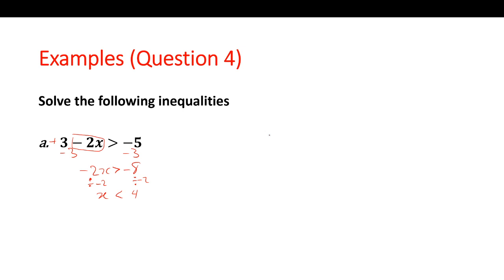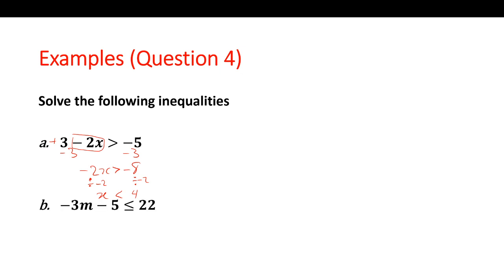Okay, so let's try a number and see if it works. We know that 0 is less than 4, so if we put 0 back into our original equation, 3 minus 2 times 0, so 2 times 0 is 0, so 3 minus 0 is equal to 3, is greater than -5, and that works. Perfect.